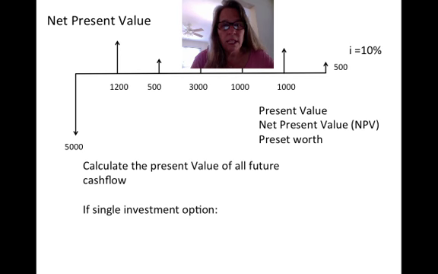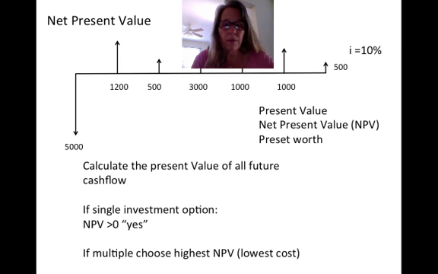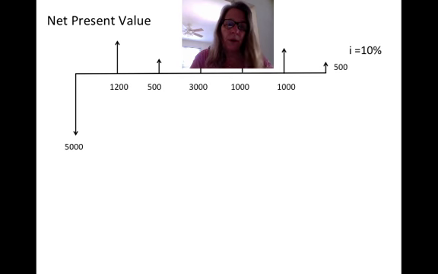If it's a single investment, if the net present value is greater than 0, then we go ahead and go with that. When we're comparing different investments, we choose the highest net present value. Sometimes that means the lowest cost, which is still the highest absolute value of net present value. And when we're comparing alternatives, we always need to consider equal life alternatives.